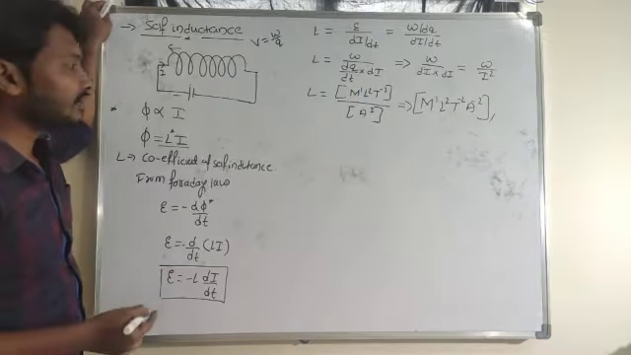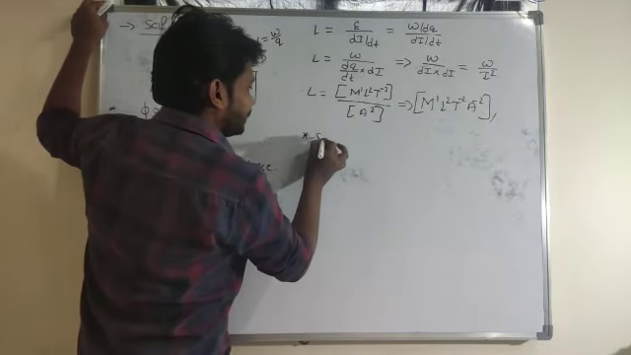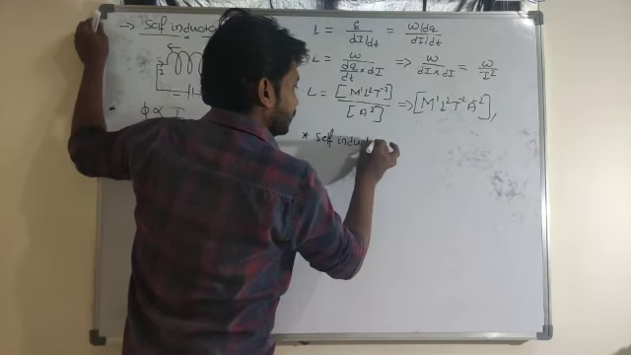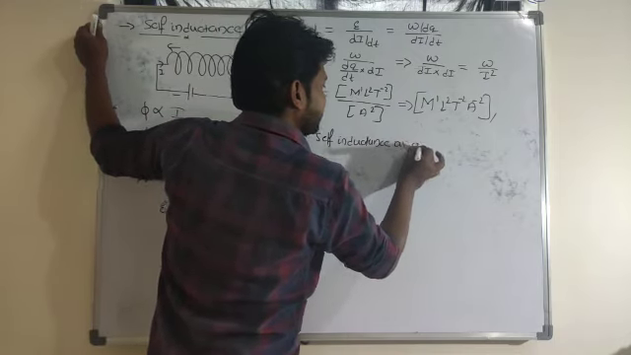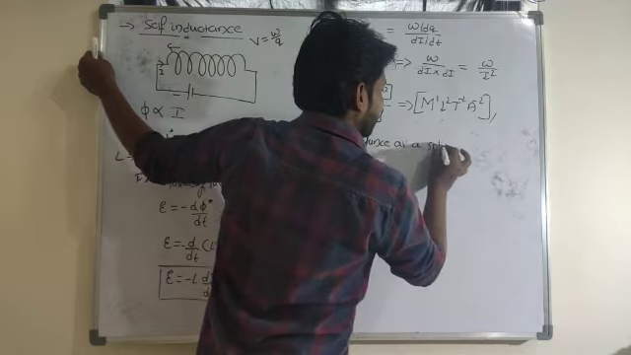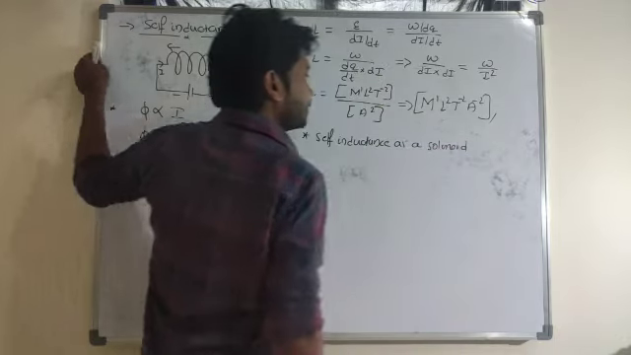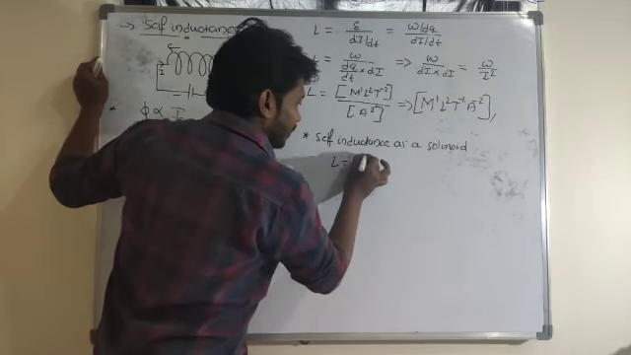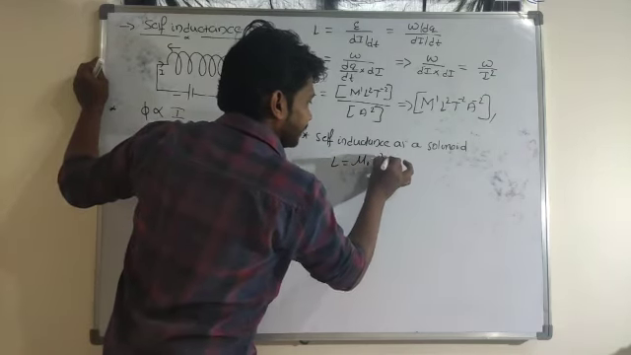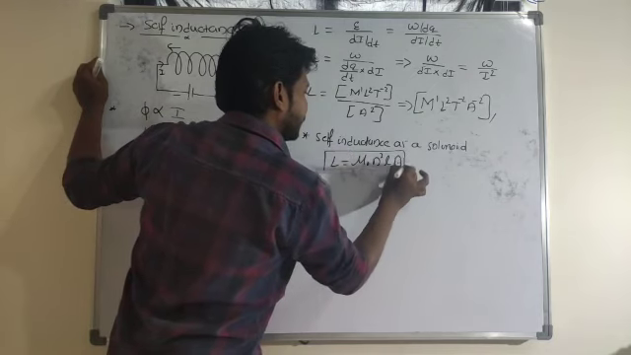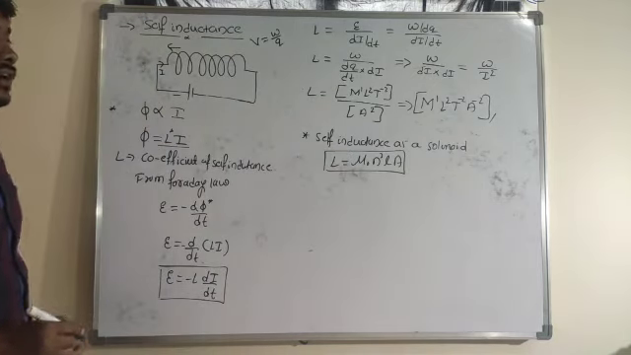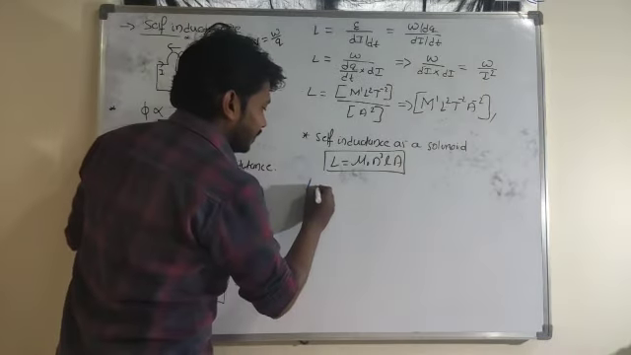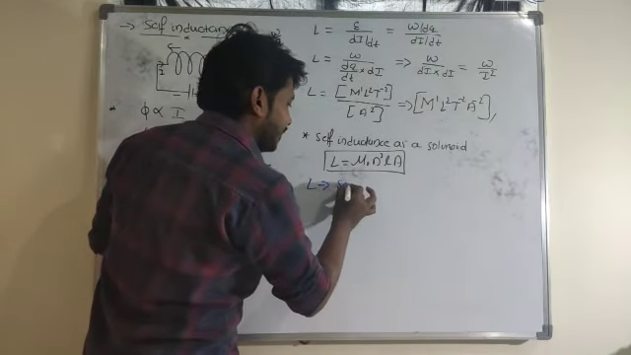In the case of self inductance of a solenoid, what is the formula here? Self inductance of a solenoid. I have the formula mu naught n square l into A. What is the formula for self inductance of a solenoid here? Mu naught n square l into A, where L indicates the self inductance.